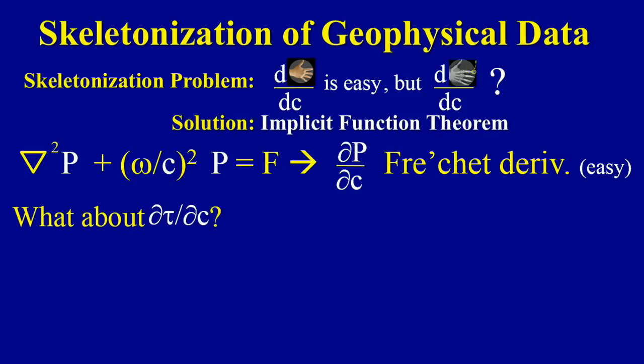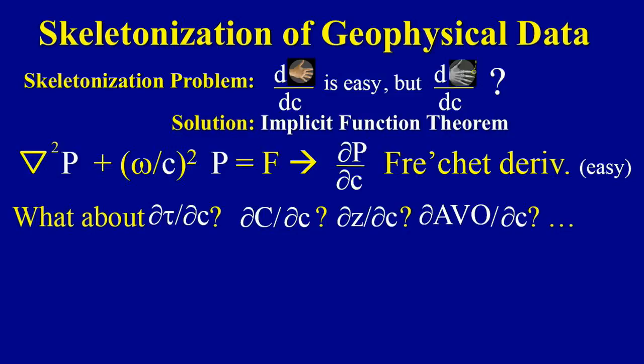But what about the tough Fréchet derivative, the skeletonized data? For example, travel times. How do we get that Fréchet derivative? Or how do we get the Fréchet derivative of the other skeletonized data, the dispersion velocity as a function of frequency? Or maybe in the MBA case, how do we get those shifts in the bent common image gathers, the depth shifts to be aligned? How do we get that one? Or any other feature that you can imagine in your data, I claim we can now use the wave equation without approximations.